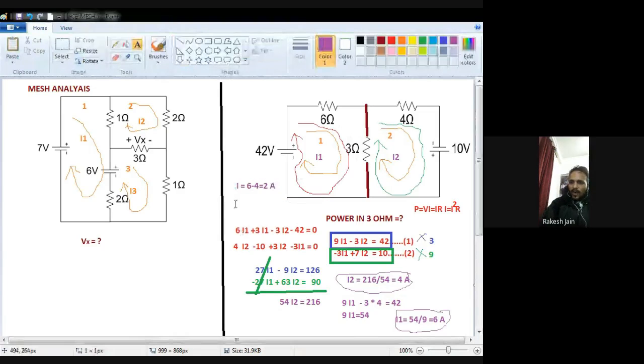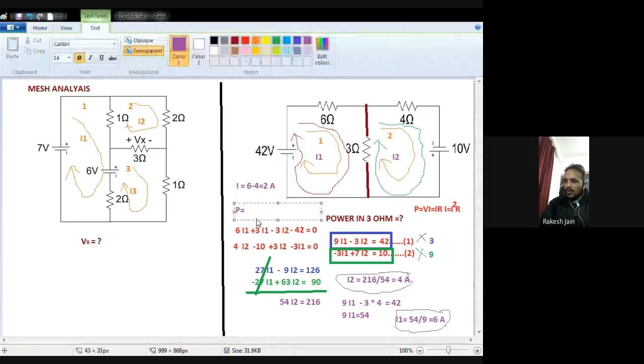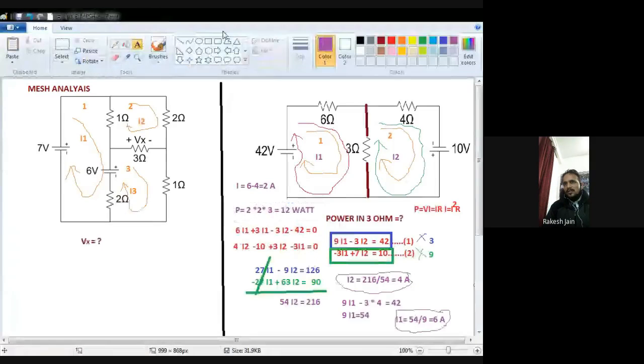So see, power is equal to I square R. What is I? 2 ampere. Square is 2 multiplied by 2. Multiply by R. What is R? R is 3 ohm. So what is the resultant answer? 12 watt. Watt is the unit of power. Okay, so with the help of mesh analysis you will find the answer of question number 2.